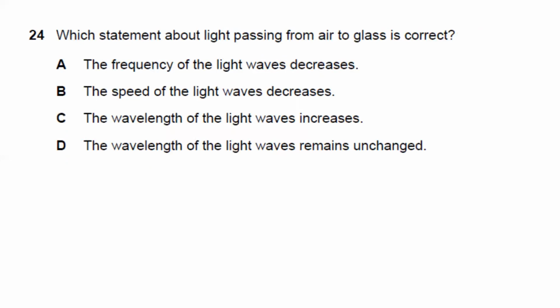Next question. Question 24. Which statement about light passing from air to glass is correct? So remember, air is a rarer medium and glass is the denser medium. Just imagine a light ray passing through a glass prism. What happens? This is air, this is glass. What happens to the ray of light? Remember, we have the formula c equals f lambda. c is the speed of light, f is the frequency of light, and lambda is the wavelength of light.